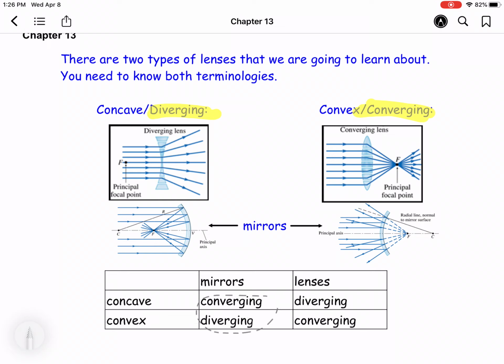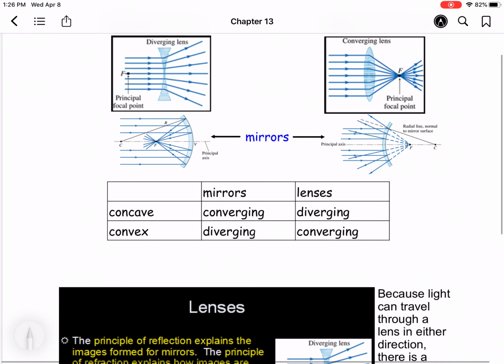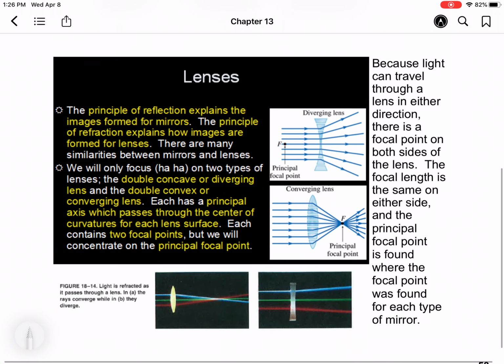But you have to know that if they say converging mirror, that's concave. If they say diverging mirror, that's convex. This is terminology you need to know when I give you tests and when you're doing your practice problems. So lenses are basically based on the principles of refraction.